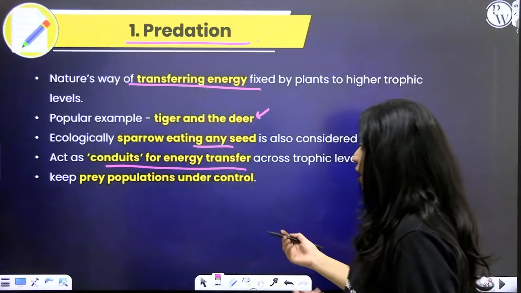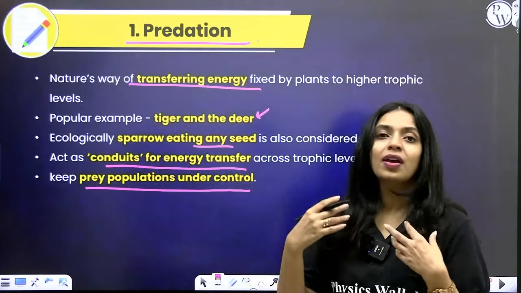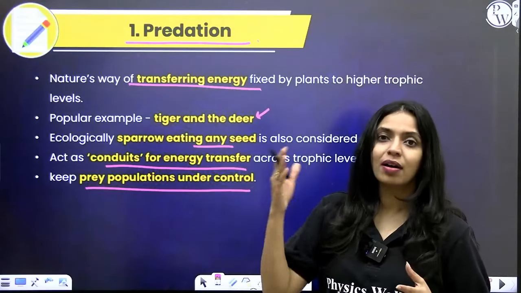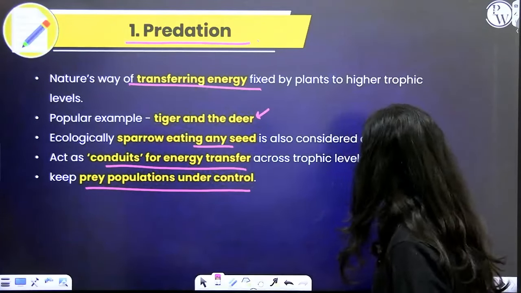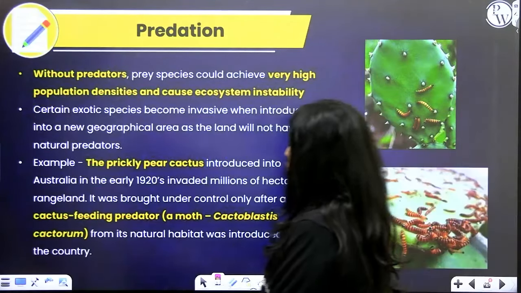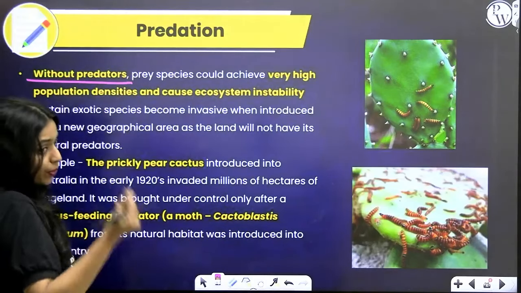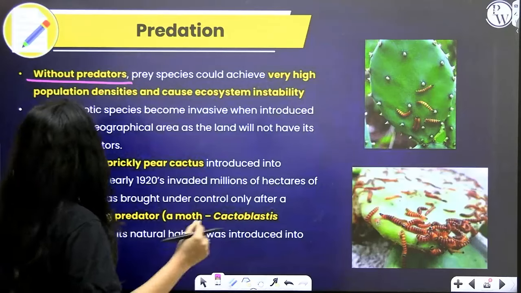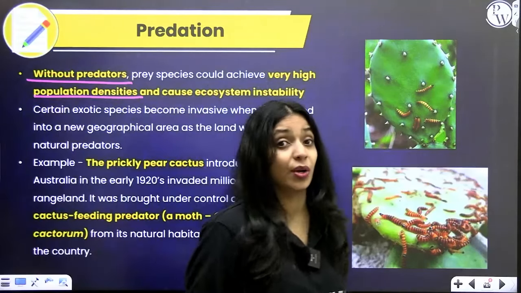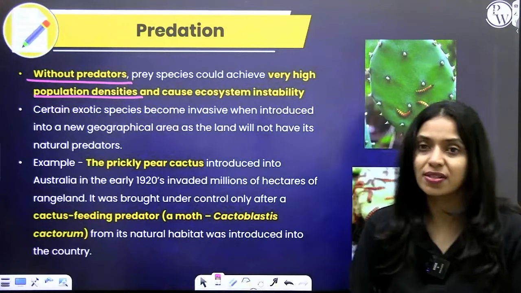Also, what's important about predation is that predators, because of feeding on these organisms, will keep the prey population in control, okay? Now, why is predation ecologically so important? Without predators, the prey species can reach very high population densities. Why is that bad? That will cause imbalance in the ecosystem.